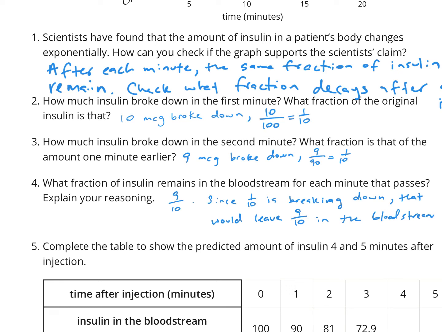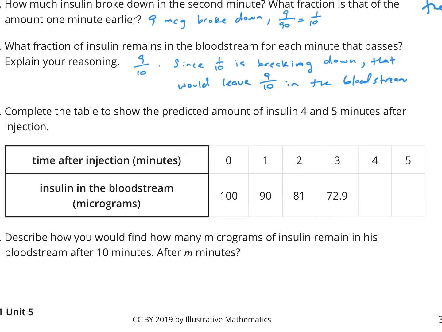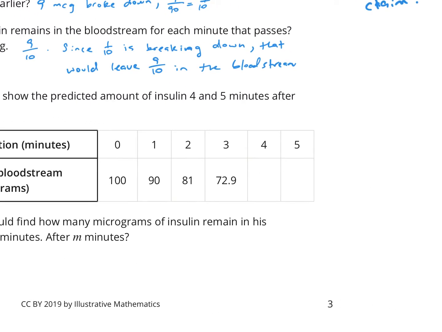So I just want to clarify this a little bit more because we're dealing with two different fractions here. So 1/10 broke down, right? Because we lost 10 micrograms and then we lost 9 micrograms. And each time that is 1/10. The growth factor or the decay factor is what's going to be remaining. So if we're losing 1/10 each time, that means it stays 9/10. So we need that information to finish the table for question 5.